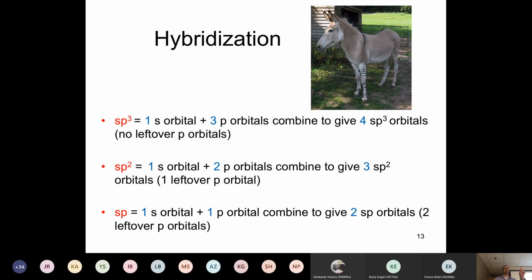That's taking the 2s orbital and 1 of the 2 p's. Blend them together, you make 2 sp orbitals, and then we still have 2 p orbitals we didn't use in the hybridization, so they're still behind as well. So you'll have 2 sp's, a p, and a p.